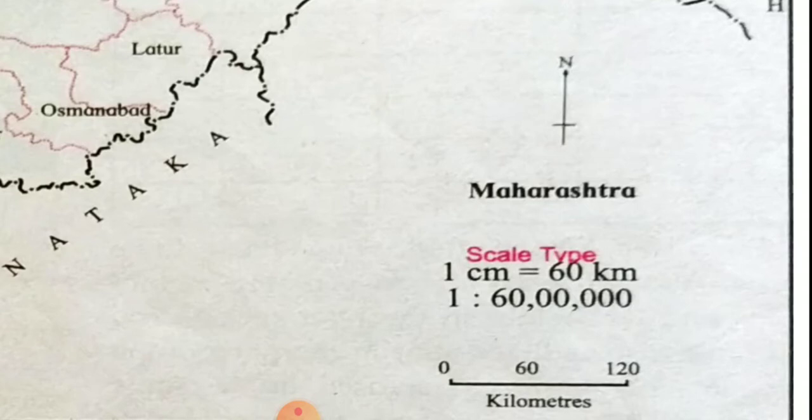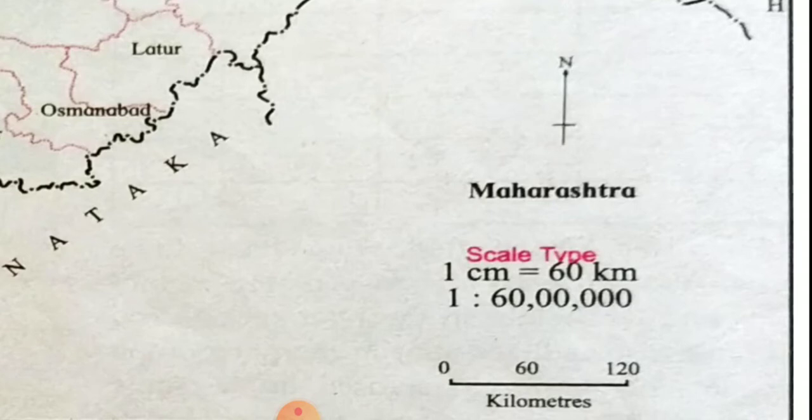Now here it is shown by the numerical scale. The numerical scale tells us the ratio, the difference between your paper and the actual land. So here it is 1 is to 60 lakhs. This 60 lakhs tells you it is 60 kilometers. So these are the types of scales which are used.